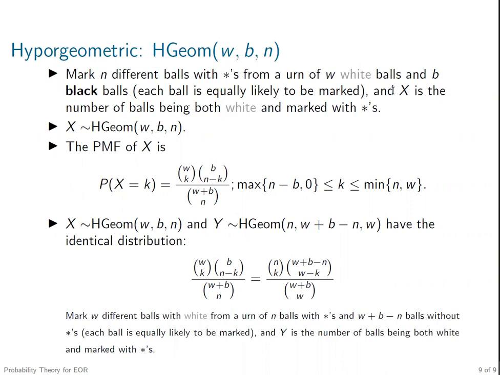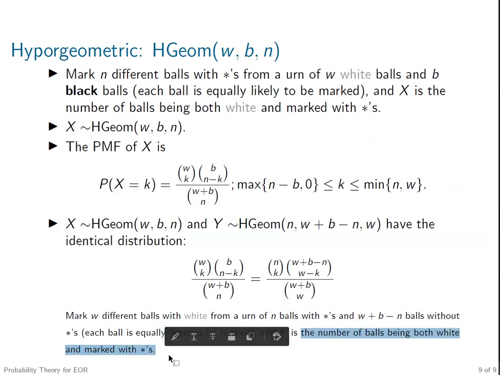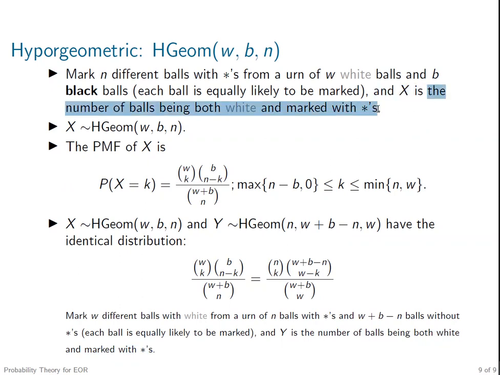So think about the background story that X comes from. Essentially you can consider we first draw the balls, then we mark the balls with stars. For the Y case, you could think we first mark those balls with stars, and then we draw those balls with different colors. In the end, what we care about is always the number of balls being both white and marked with stars. And by symmetry, we know X and Y should follow identical distributions, which is indeed the case.